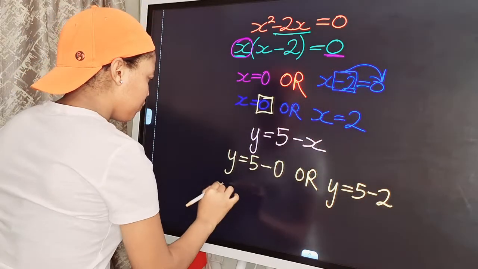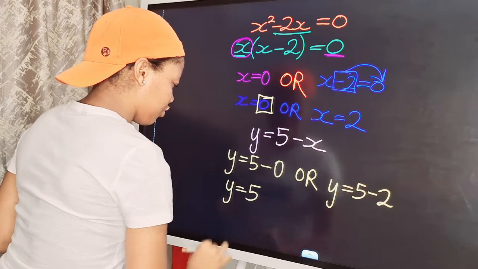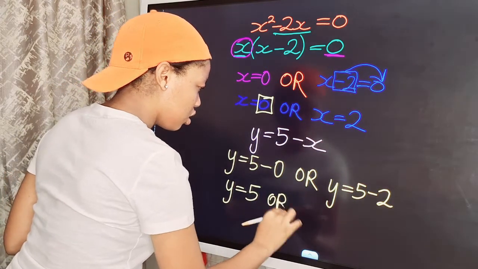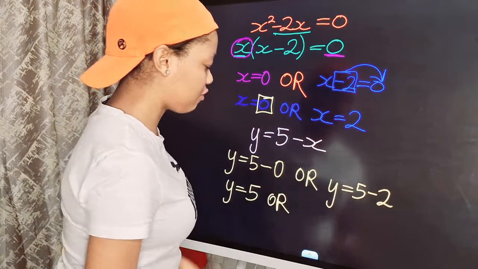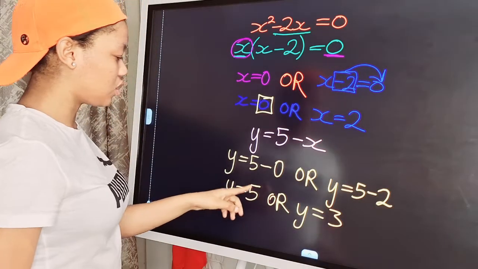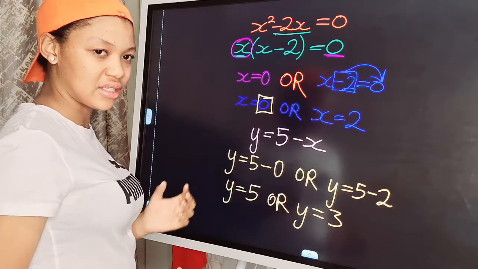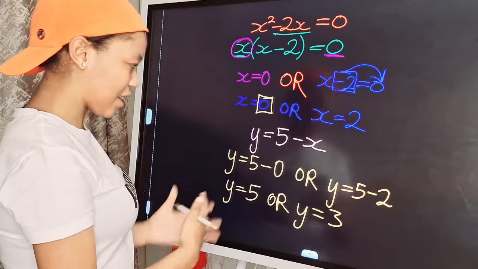So 5 minus 0 is what? It's just 5. So y is equal to 5, or then y equals 5 minus 2. 5 minus 2 is going to give us what? 3. So y is equal to 5 or y is equal to 3, because x has two answers. That's how you solve for x and y simultaneously.